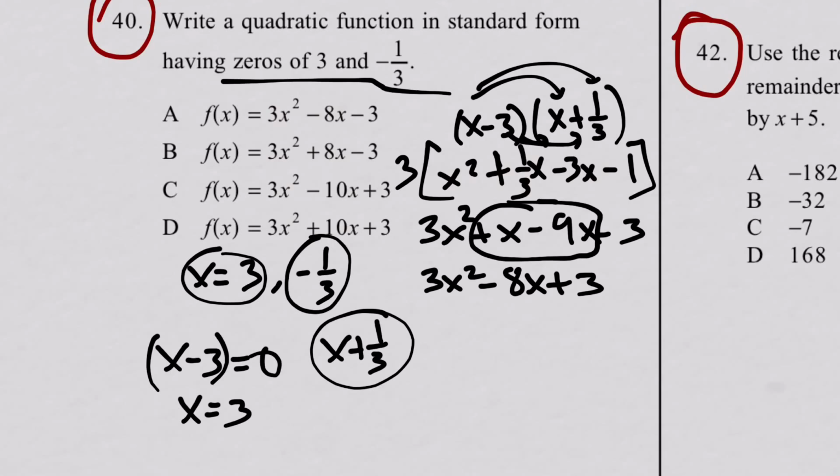3x squared minus 8x plus 3, which is, wait a minute, something's wrong here. Let's try that again. Negative 3 times 2, it's going to be negative 3x. Oh, I see the mistake right here. This is a negative sign, not a positive sign, so this should be minus 3, not plus 3. Let's just fix that real quick. So minus 3. So then there's the answer, 3x squared minus 8x minus 3, which is A.